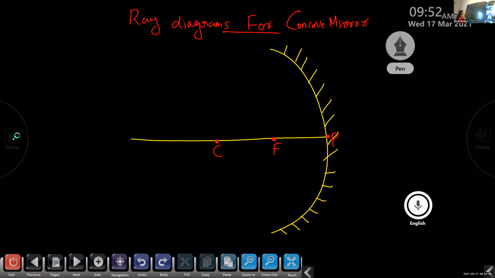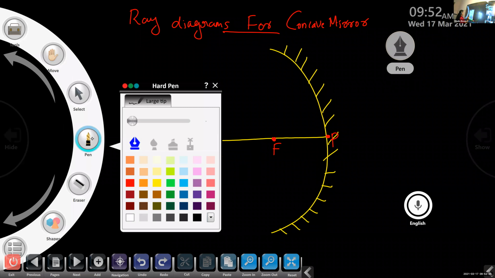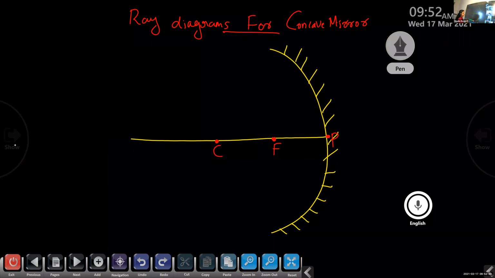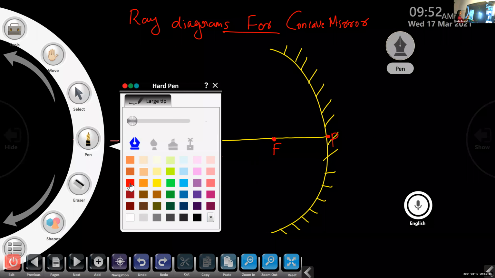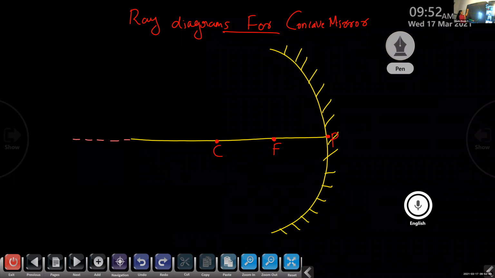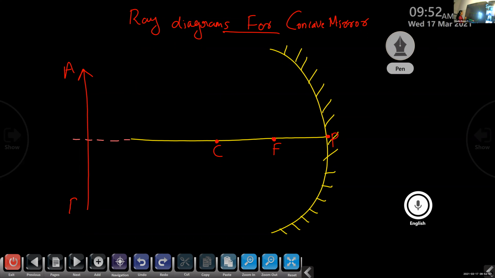Very good. Now, in the first case, where do we place our object? At infinity. So in order to represent this infinity, we are drawing some dotted lines. This dotted line is representing nothing, it is our infinity. Is it clear? Now we are going to place the object at infinity. So here we are going to place our object. Clear?